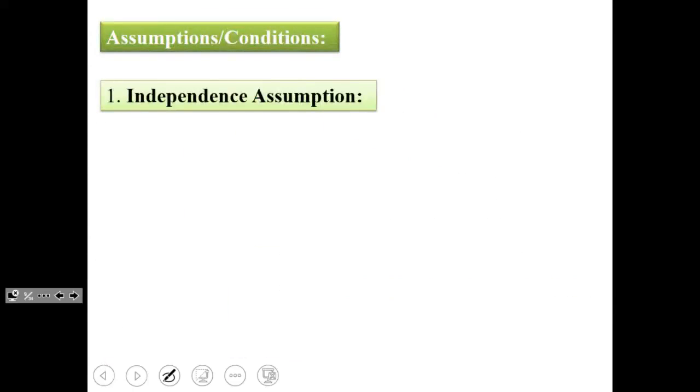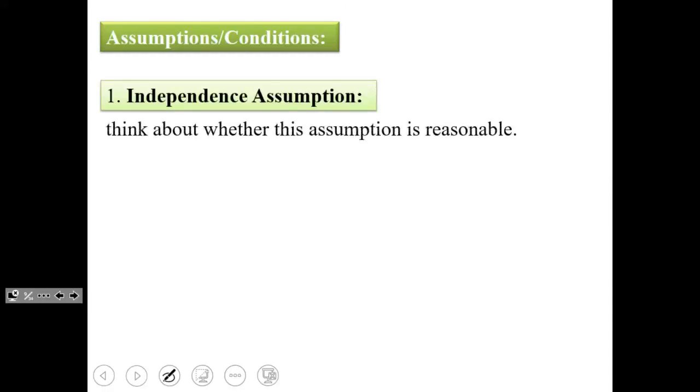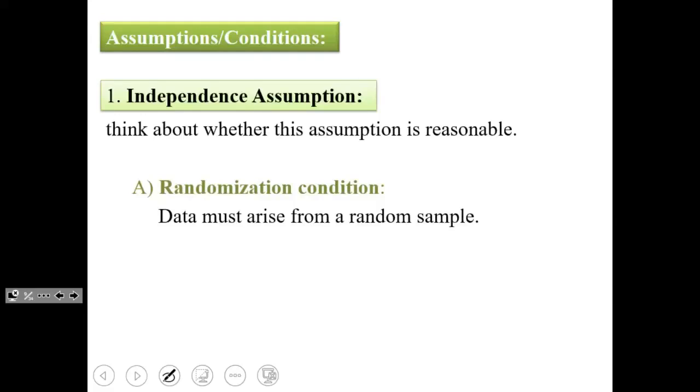Now, just like before, we're still going to have some conditions that we have to check. Now, our first one, of course, is our independence assumption. In order to justify that assumption, first thing is, is it reasonable that this is going to have independence in it? We have to look at the sample and say, is it reasonable that this sample is independent? Part of that is, was it a random sample? That's going to help justify our independence assumption.